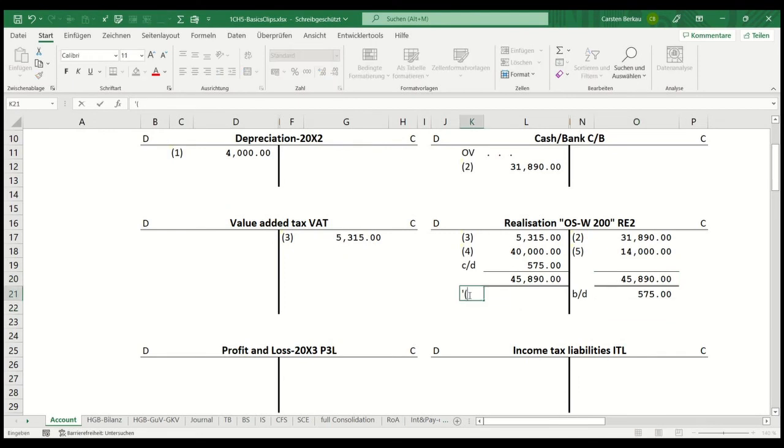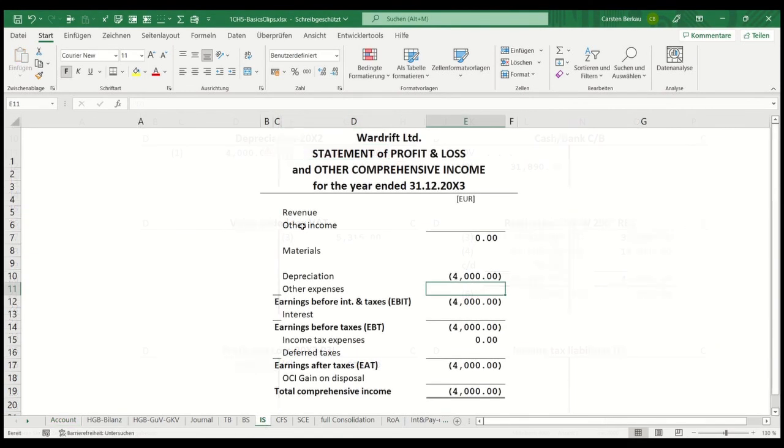We record this profit on disposal with the bookkeeping entry 6 on the credit side of the profit and loss account. We also transfer depreciation to the debit side of profit and loss. We either disclose the profit on disposal as other operating income as long as it is the day-to-day business. It will look like this one. Or as an alternative, we can disclose the profit on disposal as a gain on disposal as other comprehensive income.